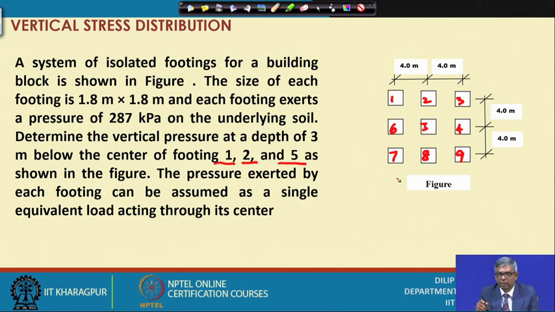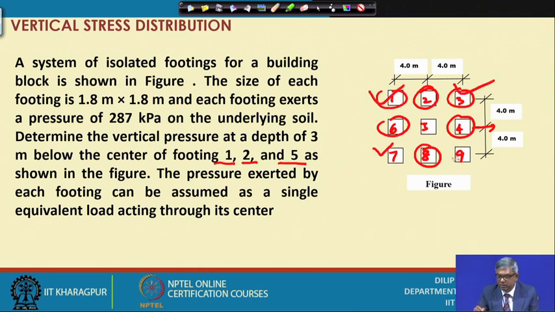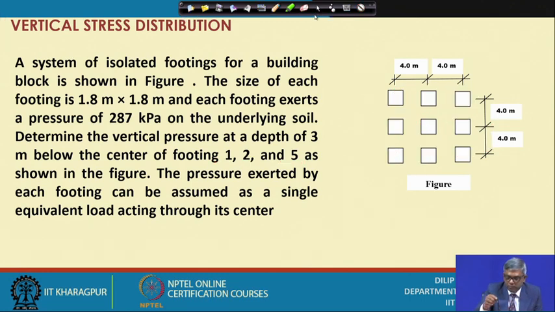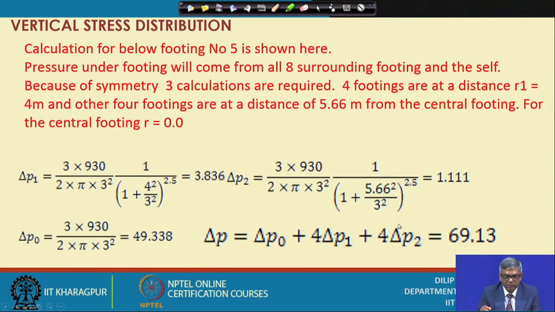Now, what I have shown in the previous one also, is that this and this have the same effect on this. So, I have to calculate only one, and similarly these 4 also have the same effect on this. So, I will do 3 calculations: one for footing 5 itself, another for footing 4, another for footing 3.